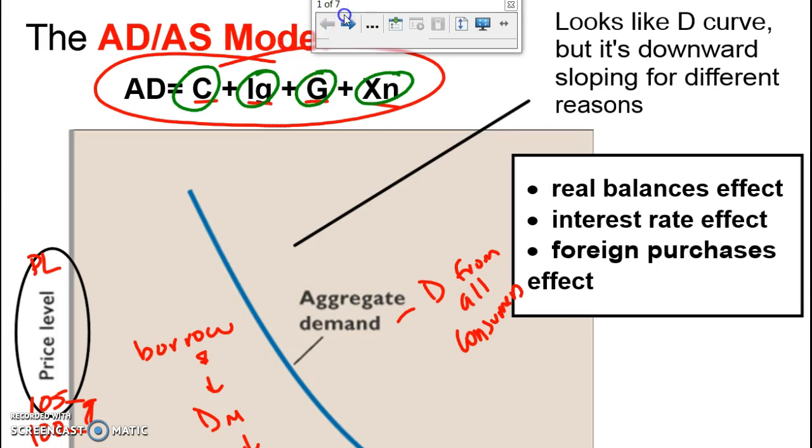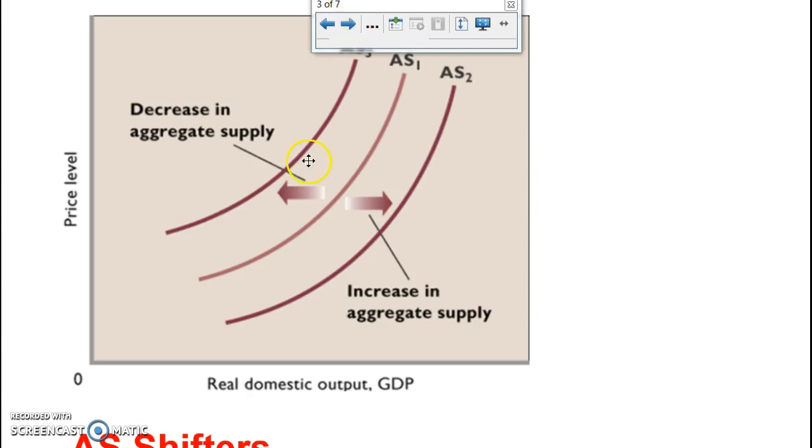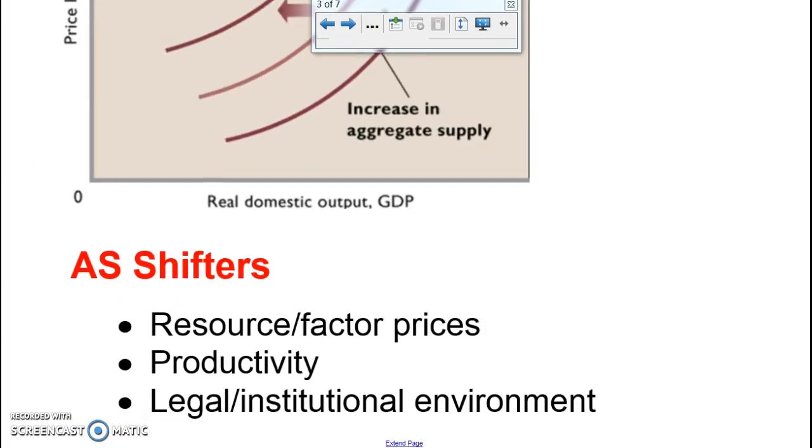So let's look at what shifts aggregate supply. Aggregate supply shifters include resource and factor prices, productivity, and the legal institutional environment. If overall resources like oil or water, something essential like that, become cheaper, then we will see aggregate supply shift to the right. If those resources become more expensive, we'll see aggregate supply shift to the left. Productivity works the same way. Think about if we have new capital, it makes us more efficient. Our PPF is going to shift outward, and our supply curve is also going to shift to the right.